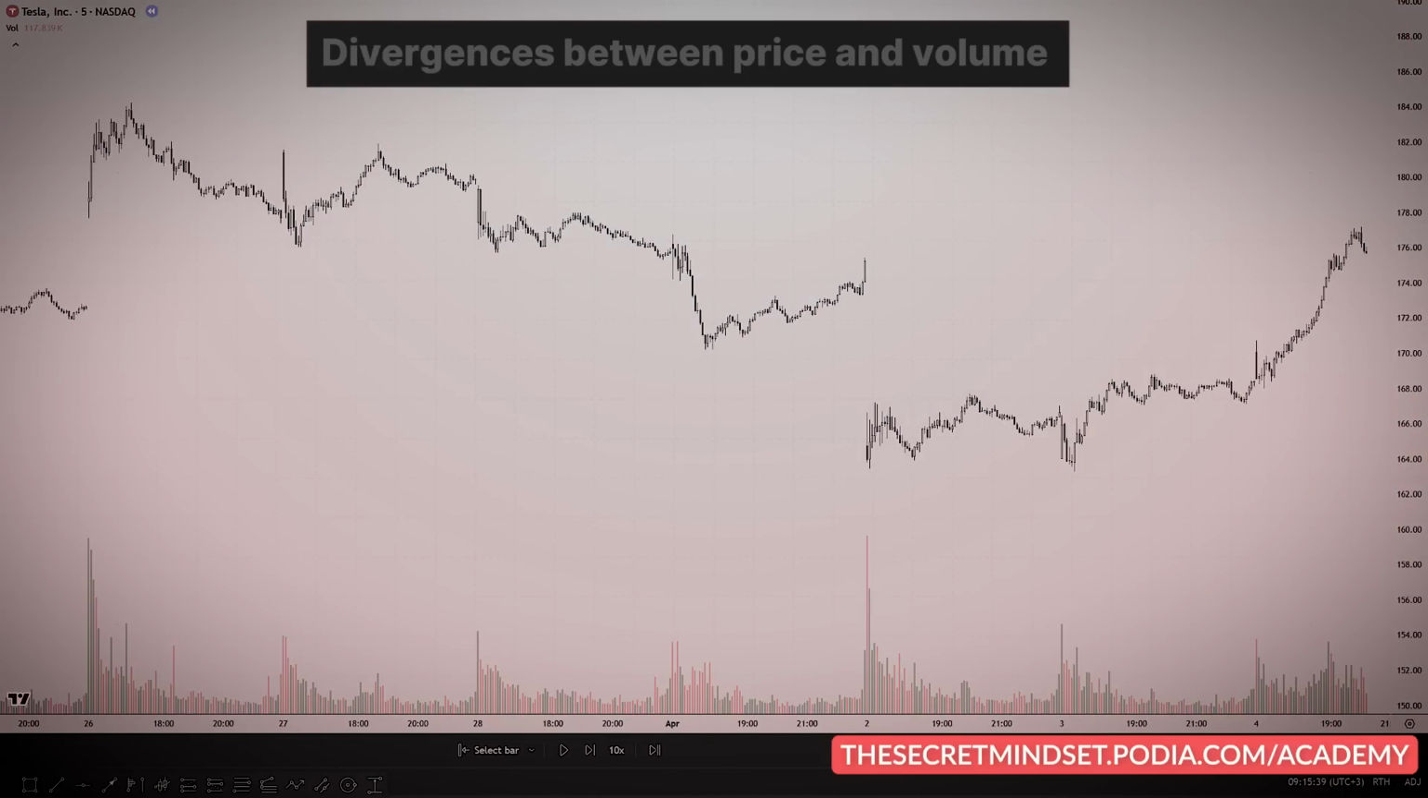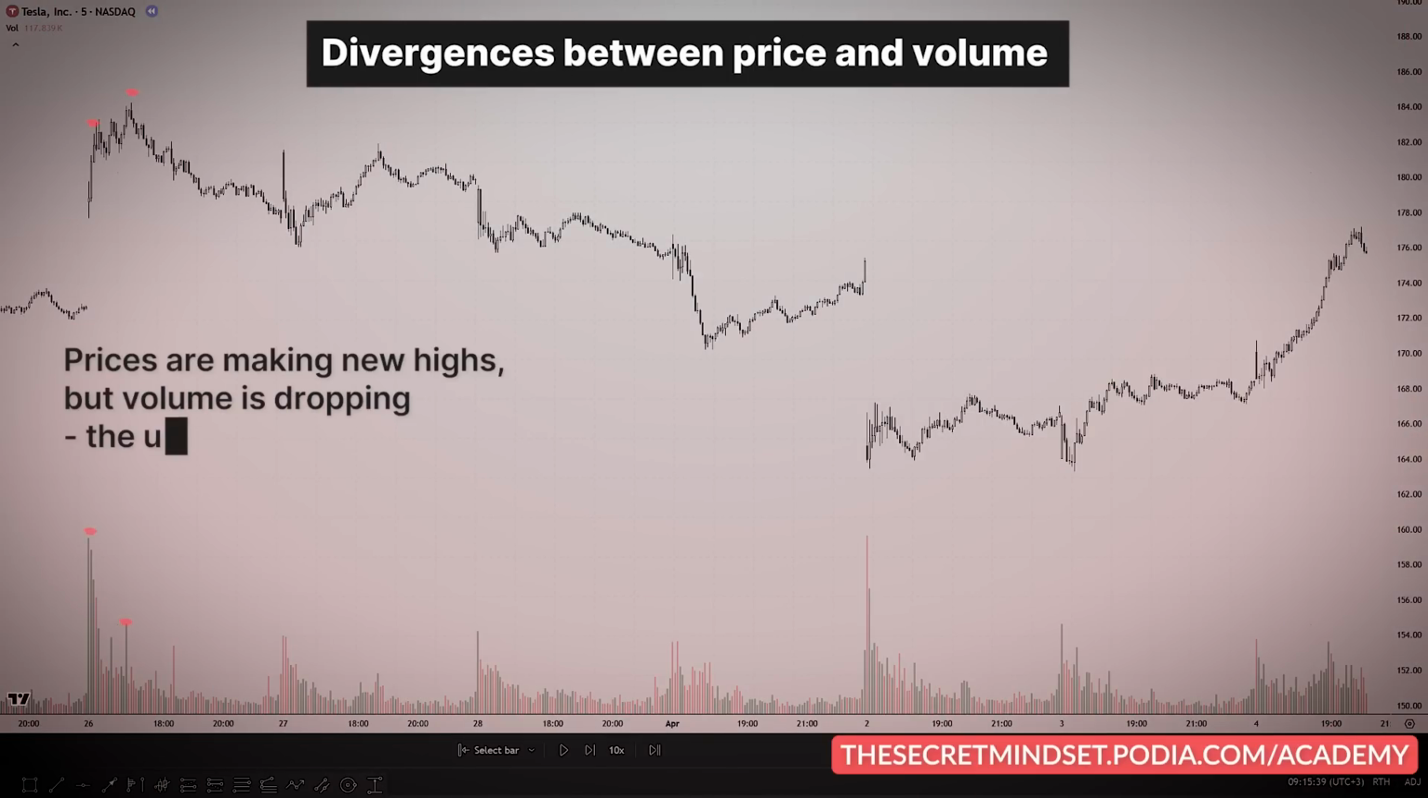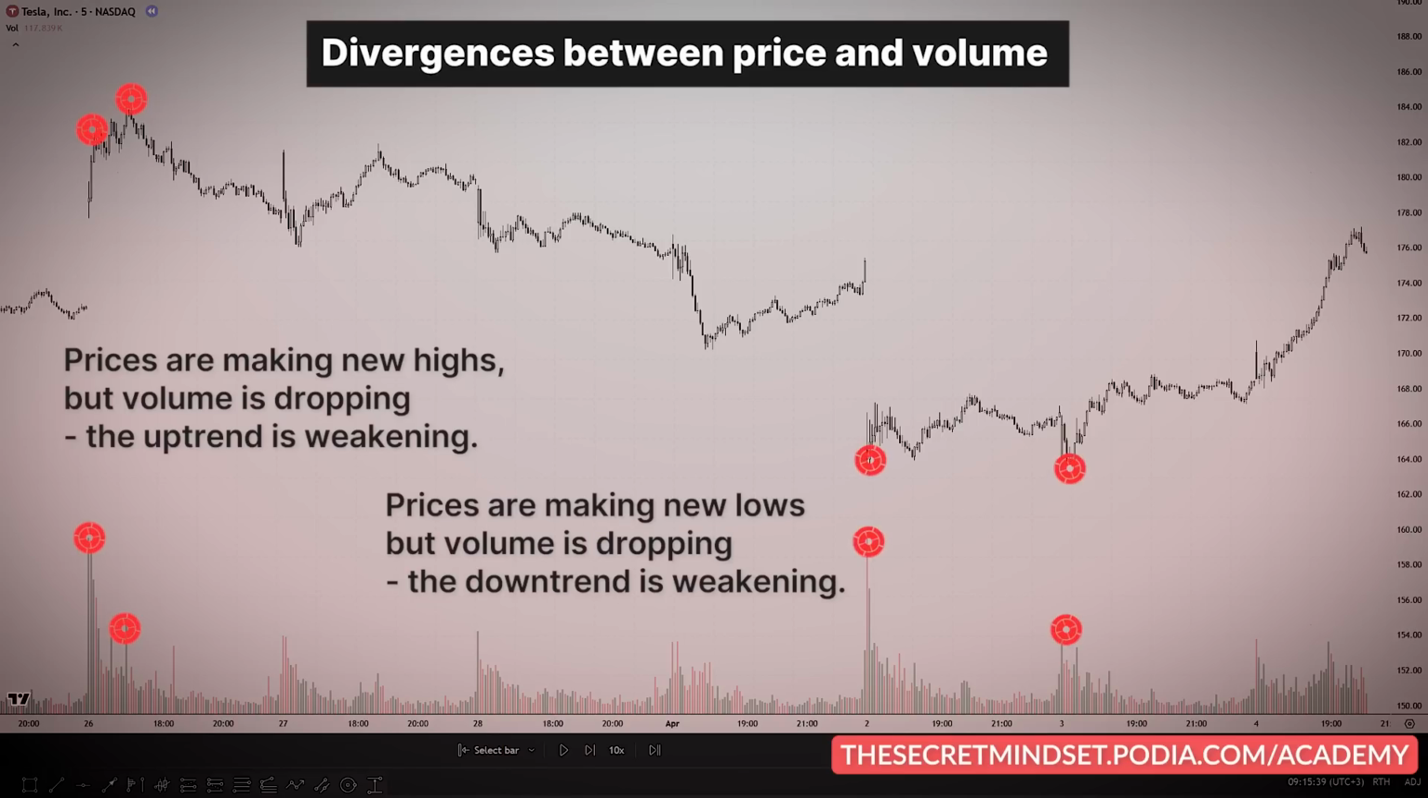One key skill is spotting divergences between price and volume. If prices are making new highs, but volume is dropping, it can mean the uptrend is weakening. If prices are making new lows, but volume is drying up, the downtrend might be running out of steam.